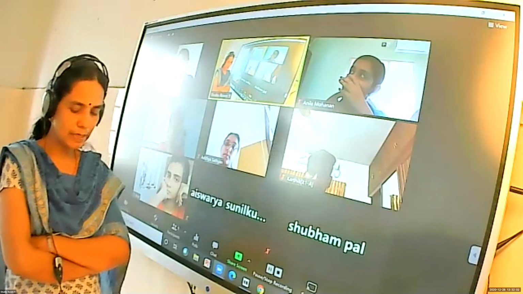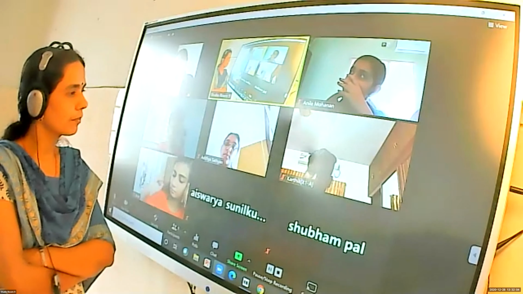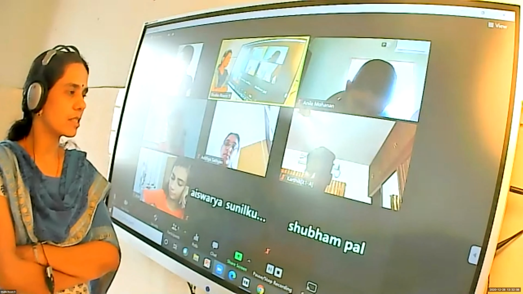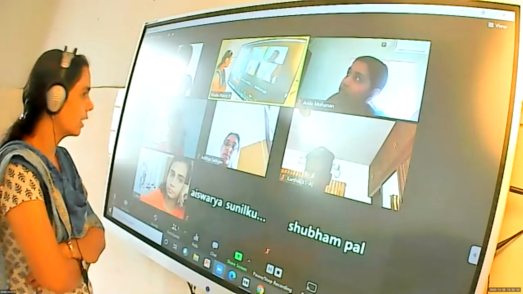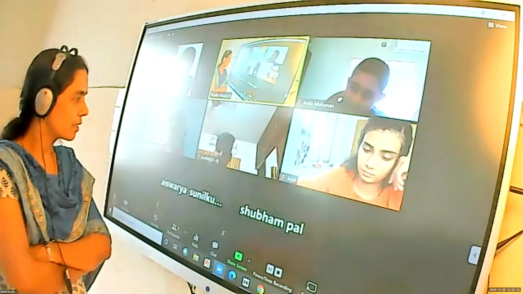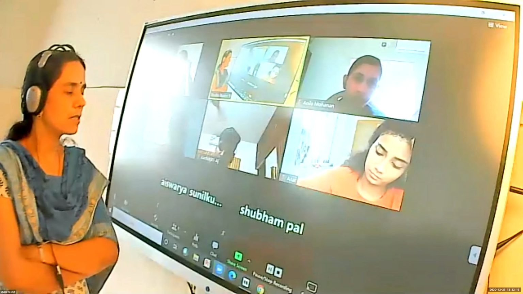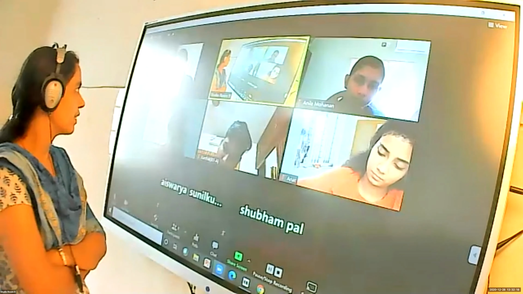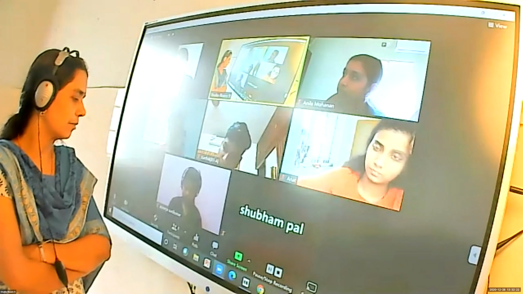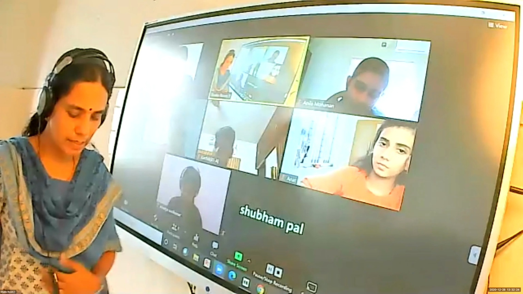So write the heading: Percentile ranking. When your results are published in 10th standard, 12th standard and all, we used to say this much percent of students have got above 80, this much percent have got below 60, below 70. So this is what we call percentile ranking. Write the heading, percentile rank.